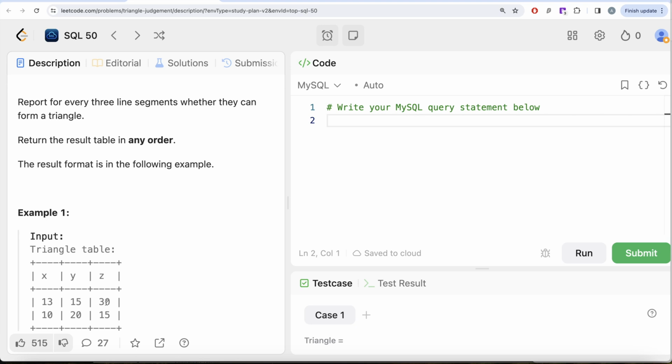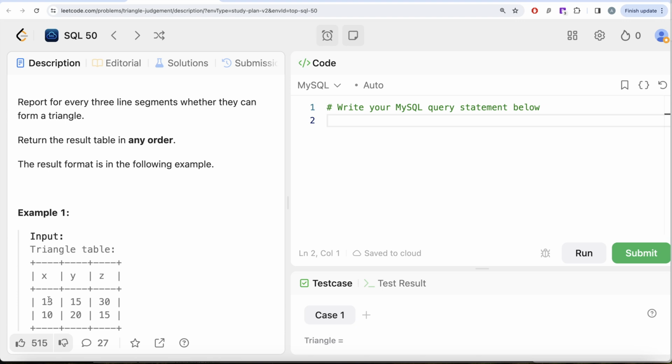When we are given three line segments, how can we check whether these will form a triangle or not? The way to do it is the sum of the two sides should always be greater than the third side. So what it means is X plus Y should be greater than Z, Y plus Z should be greater than X, and X plus Z should be greater than Y. If all these three conditions satisfy, then only those line segments can form a triangle.